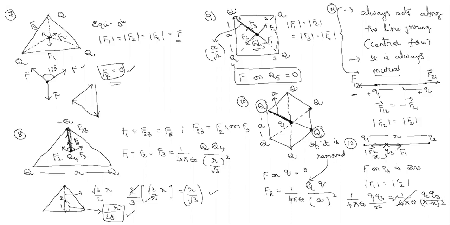Now try to simplify. 1 by 4 pi epsilon naught gets cancelled. Q1 Q3 by x square equals Q2 Q3 by R minus x whole square. Q3 also gets cancelled. So Q1 by x square equals Q2 by R minus x whole square. I will go to the next page.